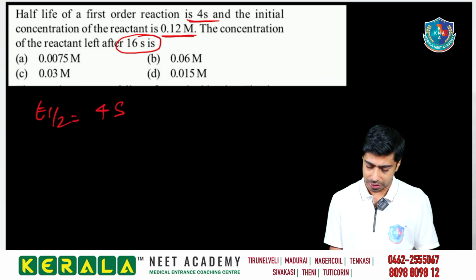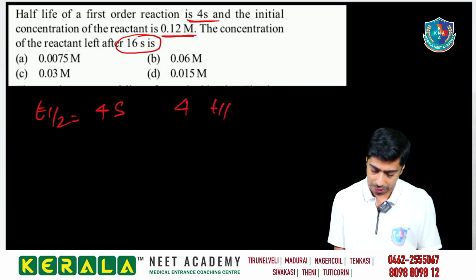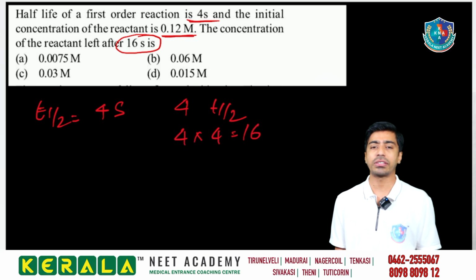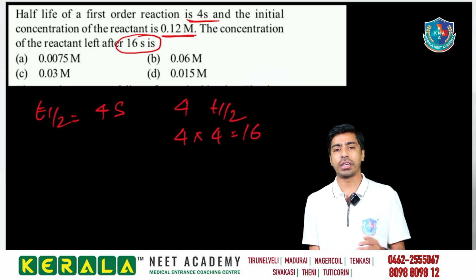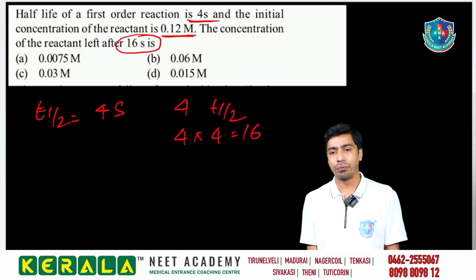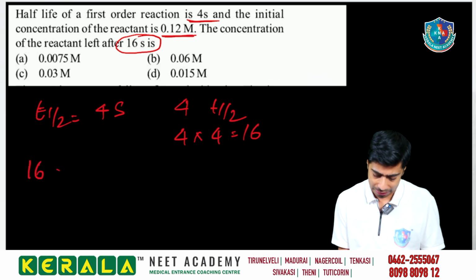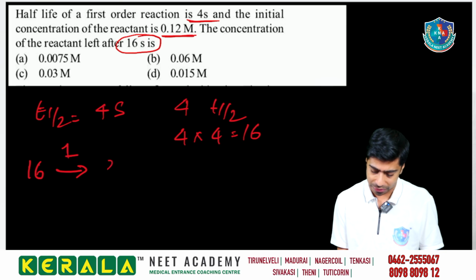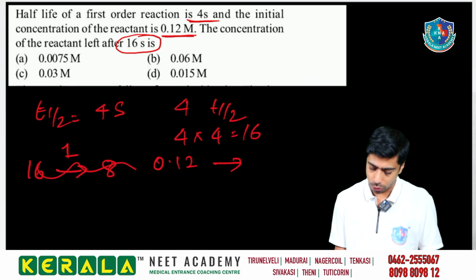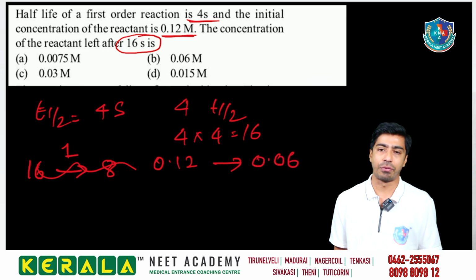16 seconds means it will cover 4 T half, because 4 into 4 is equal to 16. That means you need to calculate the concentration of the reactant after 4 half-lives. So we can calculate directly. In the first half-life, 0.12 will become 0.06.